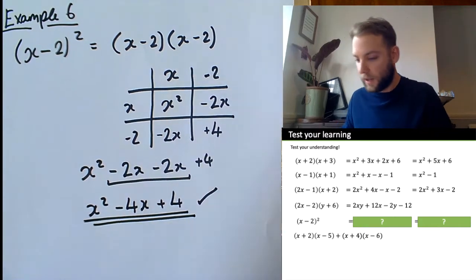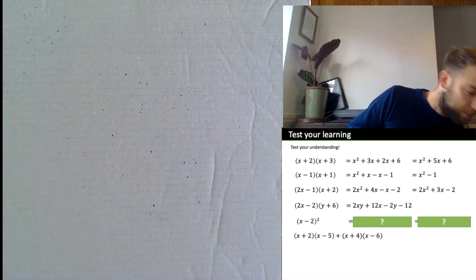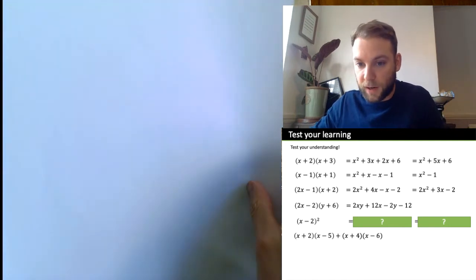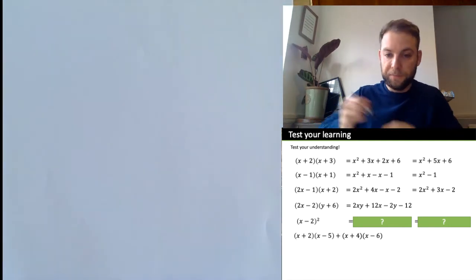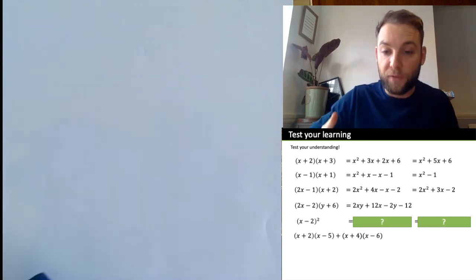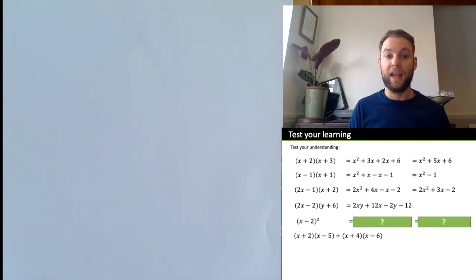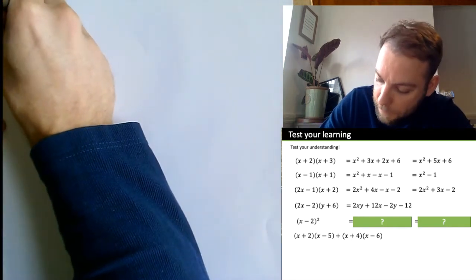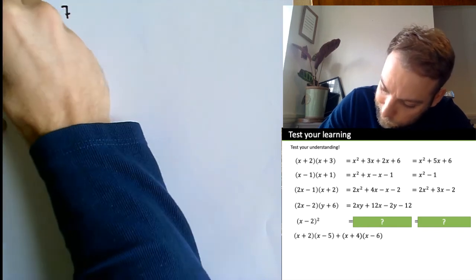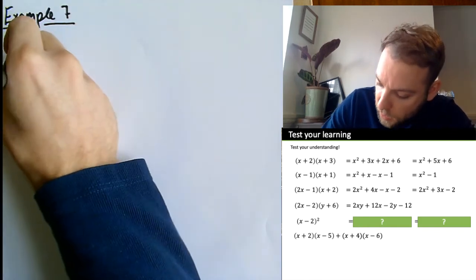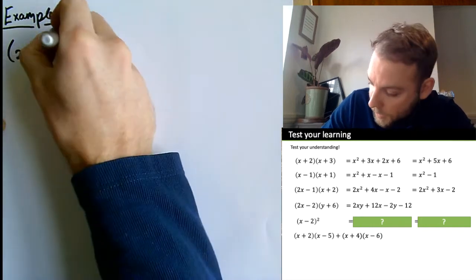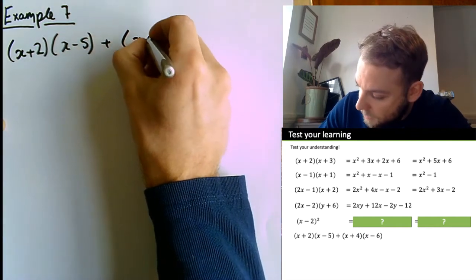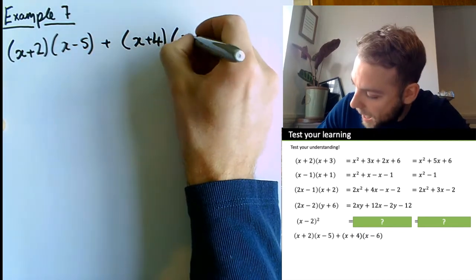We've got a trickier one here, which is equal to this. Notice that there's 2 sets of brackets here, and they're asking us to add these together. So what we've got to do with this is we work out that first bracket, then work out that second bracket, and then we can add them together, matching everything we've got. So this one here is example 7. So I've got (x plus 2)(x minus 5), plus (x plus 4)(x minus 6).